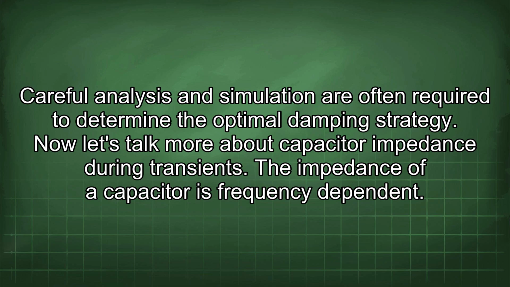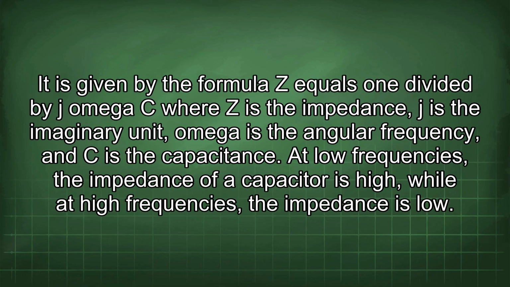The impedance of a capacitor is frequency dependent. It is given by the formula Z equals 1 divided by j omega C, where Z is the impedance, j is the imaginary unit, omega is the angular frequency, and C is the capacitance. At low frequencies, the impedance of a capacitor is high, while at high frequencies, the impedance is low.